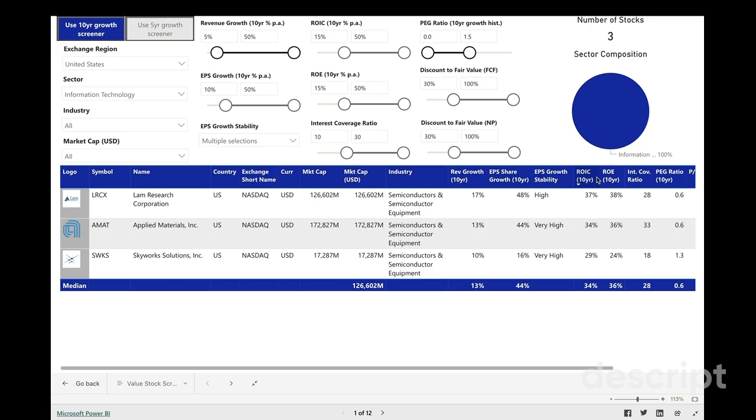So there you go, the Value Stock Screener is a powerful tool for uncovering stocks that align with the principles of value investing. By focusing on key metrics and allowing you to customize your search criteria, the screener helps you identify companies with strong financials, sustainable growth, and attractive valuations. As with any investment, it's crucial to conduct your own research before making any decisions.